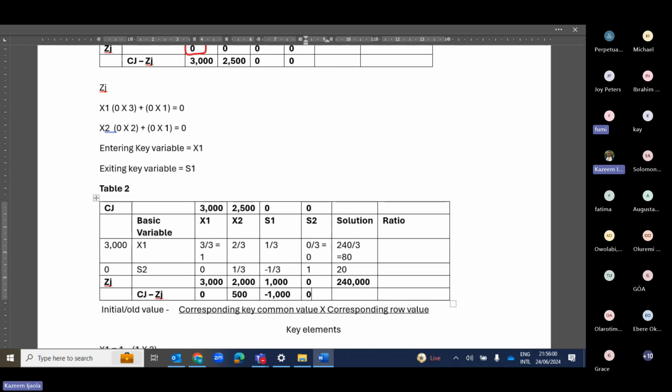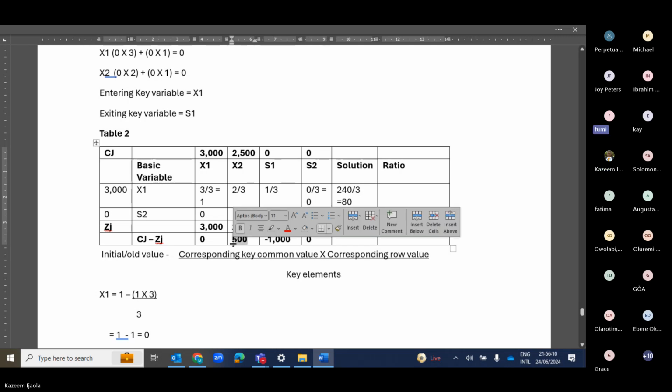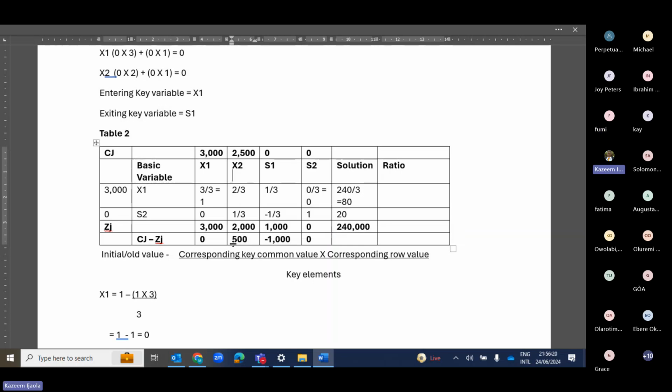Now you will check that we have not reached the optimal solution. Do you know why? Because there is still a positive here. This 500 is a problem. That is why we have not reached the optimal solution. Suppose everything gave us negative, then we would have reached our optimal solution. Because we still have a positive, we'll move on to table 3.